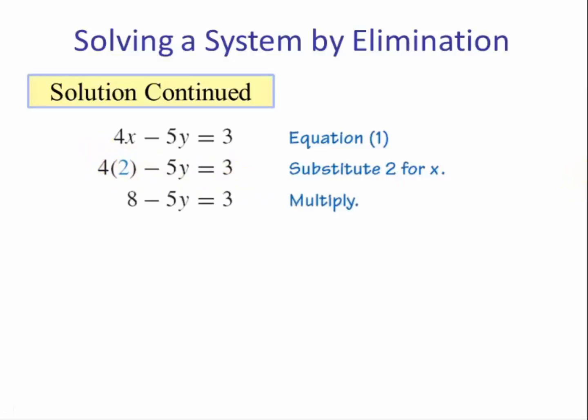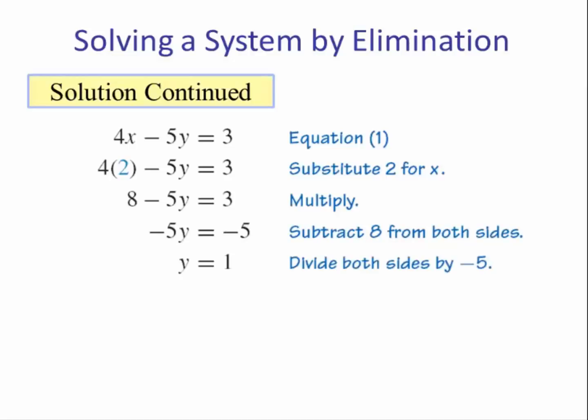So we're left with 8 minus 5y equals 3. Subtract 8 from both sides. We have negative 5y equals negative 5. And dividing by negative 5, we see that y is equal to 1. So the solution is (2, 1). Remember, we always put the x coordinate first.